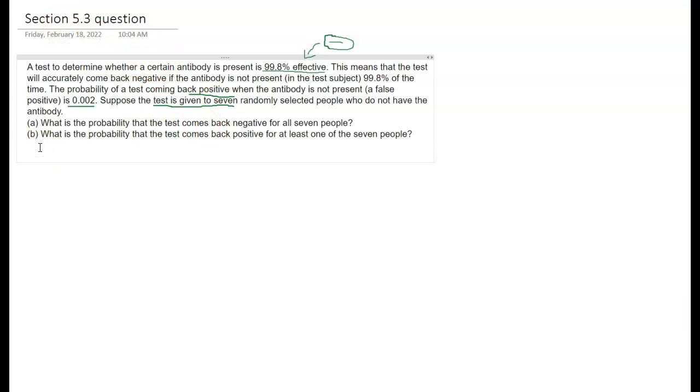So since they're independent, the probability of having an accurate test in the first one is going to be 0.998. And if I want to know the probability that all of them are going to accurately predict the negative test, I'm doing "and" for each of these: 1, 2, 3, 4, 5, 6. So that means it's the probability of the first one accurately predicting times the probability of the second one times the probability of the third one, etc.